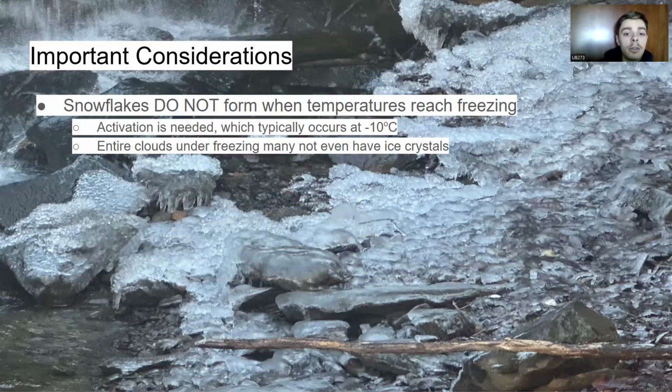I already said this. Snowflakes do not form when temperatures reach freezing. Activation is needed, which is typically more at -10 degrees Celsius, not 0. Entire clouds under freezing may not even have ice crystals. Remember, we looked at those bar graphs. It might need to be closer to -35 for it to be all ice crystals.